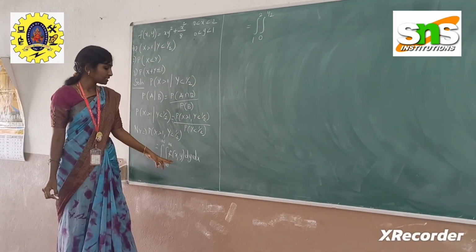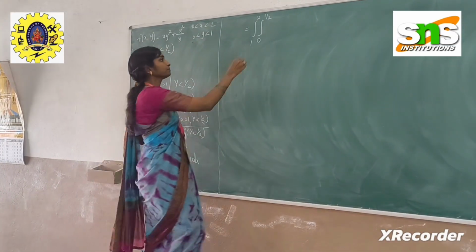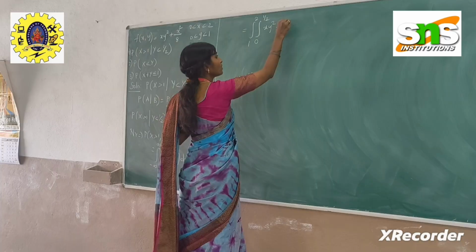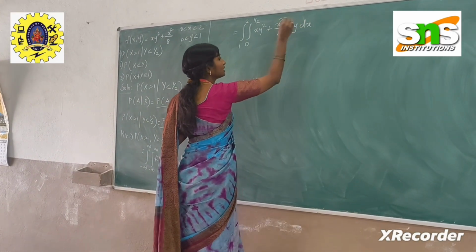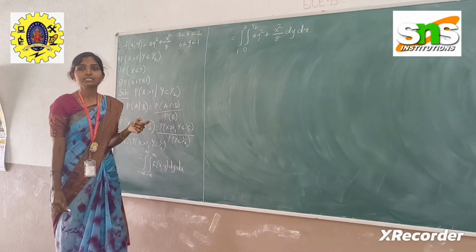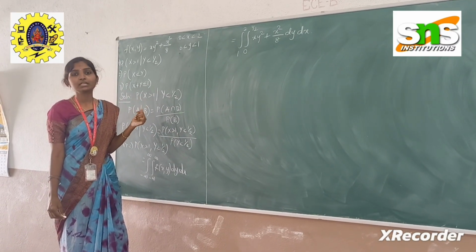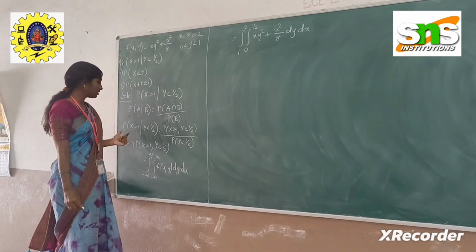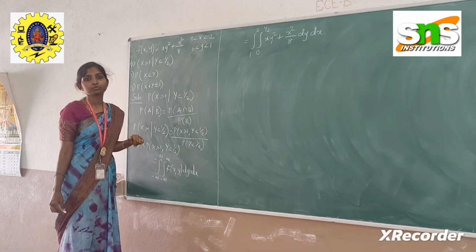And what is f of x comma y? As I have said earlier, this is the density function given, which is (xy squared plus x squared) by 8, dy dx. Now on integrating with respect to y first and with respect to x second, and substituting the definite limits given here, we will find the value for this particular probability of x greater than 1 given y less than 1 by 2.